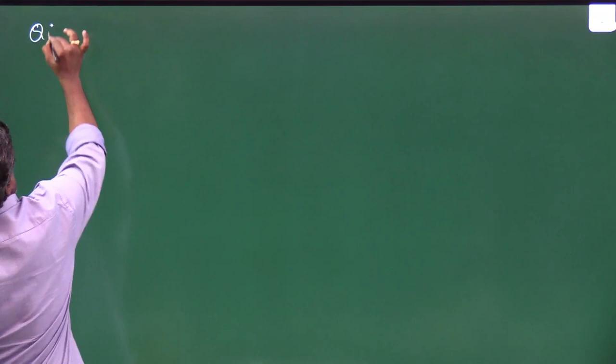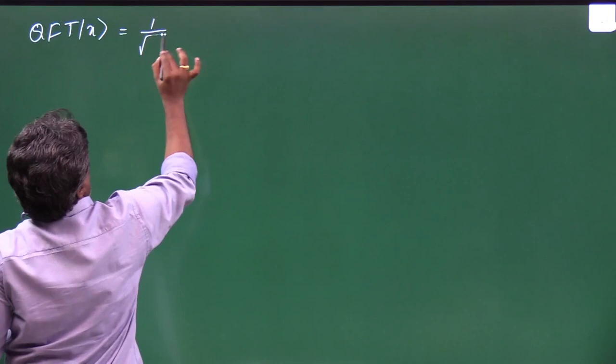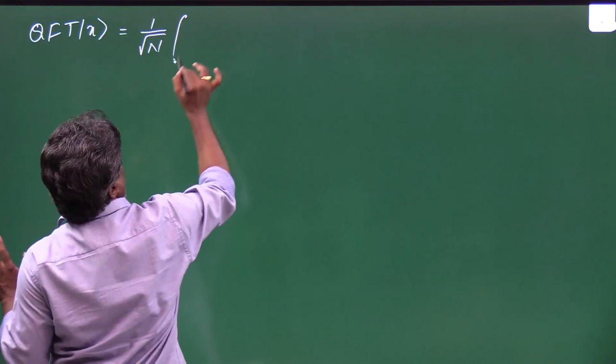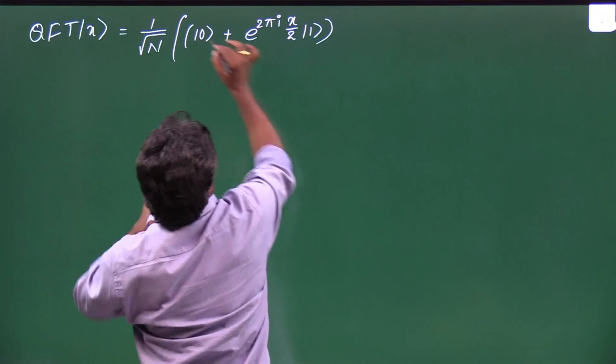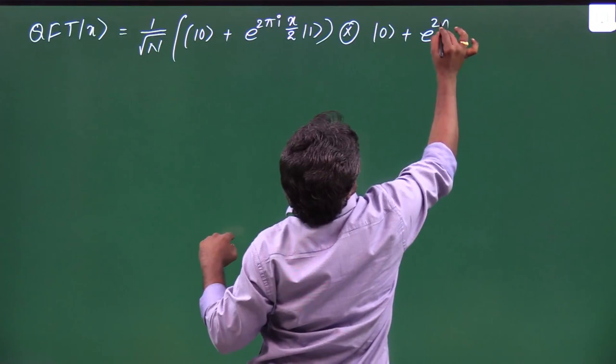So, Fourier transform of this x, finally we got this 1 over root n. Okay, no summation, nothing is there, I am just expanding this complete product. So this is ket 0 plus e raised to 2 pi i x by 2, ket 1. This is the first one. This is the next, second one, ket 0 plus e raised to 2 pi i x by 2 squared ket 1.